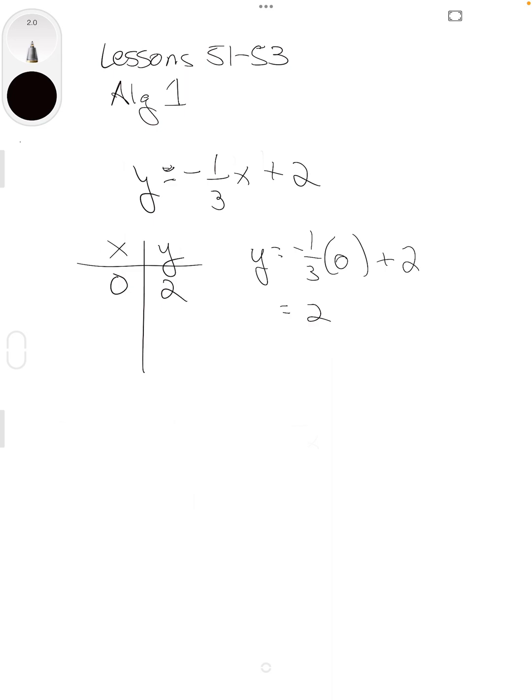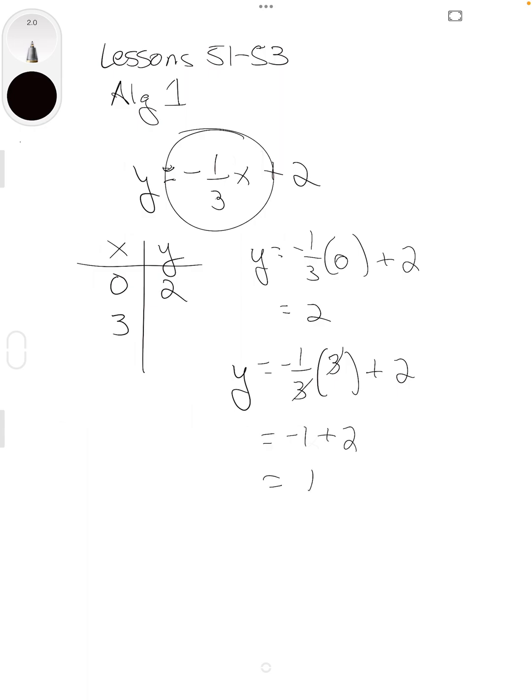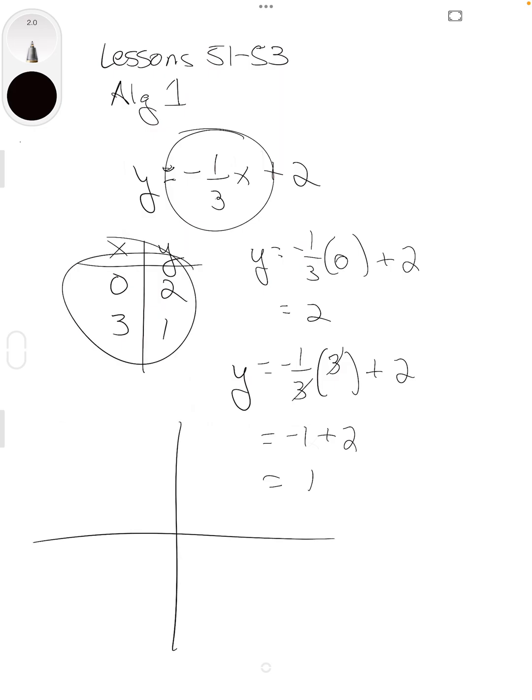The second dot, if I have a fraction here, what I always do is I just use the number in the denominator. So for example, x is 3. Then this becomes y equals negative 1/3 times 3 plus 2. Notice I picked that because the 3's will then cancel, and I end up with negative 1 plus 2, or 1. So now I have 2 clean dots that I can use on my graph, and I don't have to worry about having fractions that I'm trying to locate on this graph.